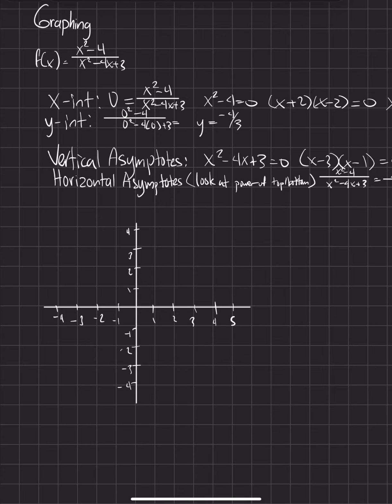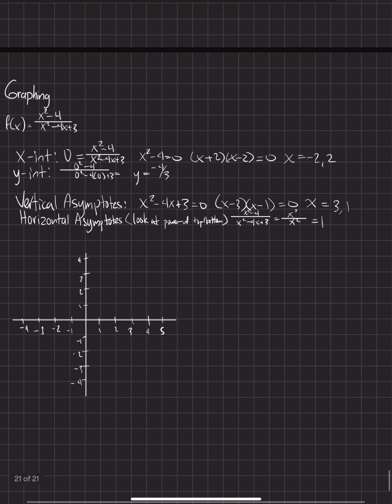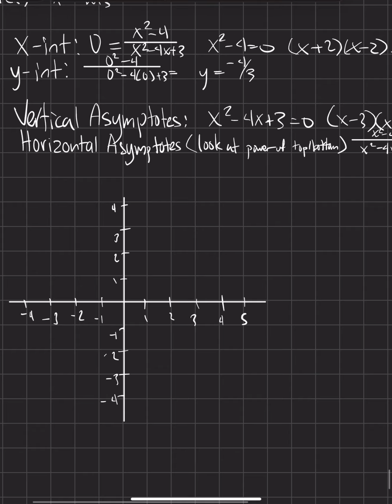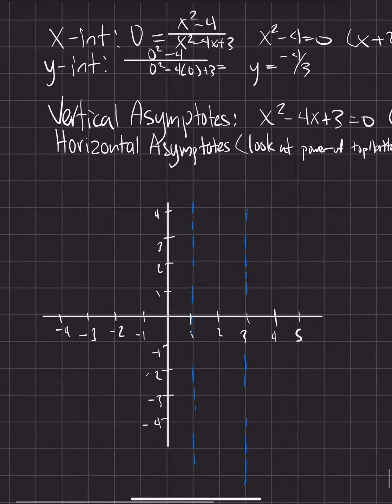Now, first off, you want to start drawing in your asymptotes. Let's put this in blue. Actually, you can even put in your x and y intercepts first, but let's start with our vertical asymptotes. We know that these are going to be at 1 and 3, so we put a nice little dotted line at 1 and at 3. And then we know our horizontal asymptote is going to be at 1, so we put a nice little dotted line here.